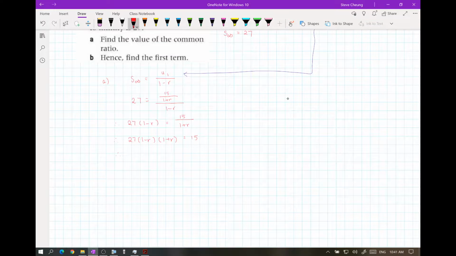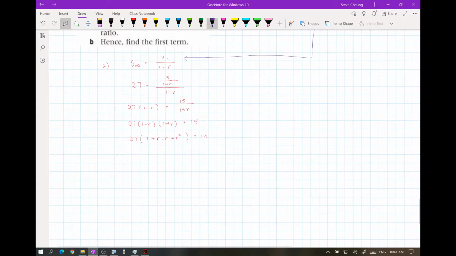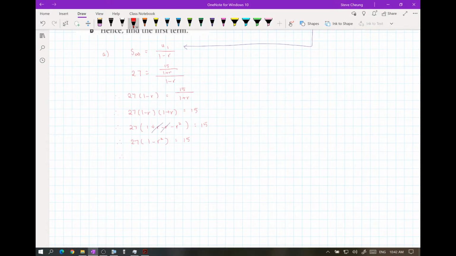Now here, if you do FOIL, you will notice that this actually just simplifies to 1 minus r squared because this is a difference of squares. But let's just do FOIL. It will be 1 plus r minus r minus r squared. And you see that they actually cancel. This should be minus. So in order to isolate it, I will divide by 27 to both sides.